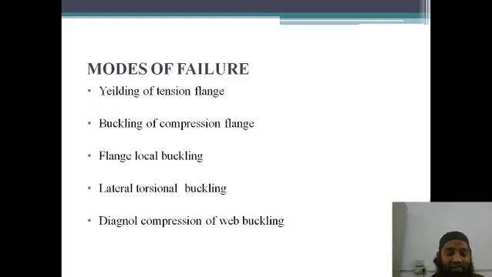Next, you can see flange local buckling. The flange also buckles down. The complete flange, from top to bottom, buckles down also. So we have to overcome this also.